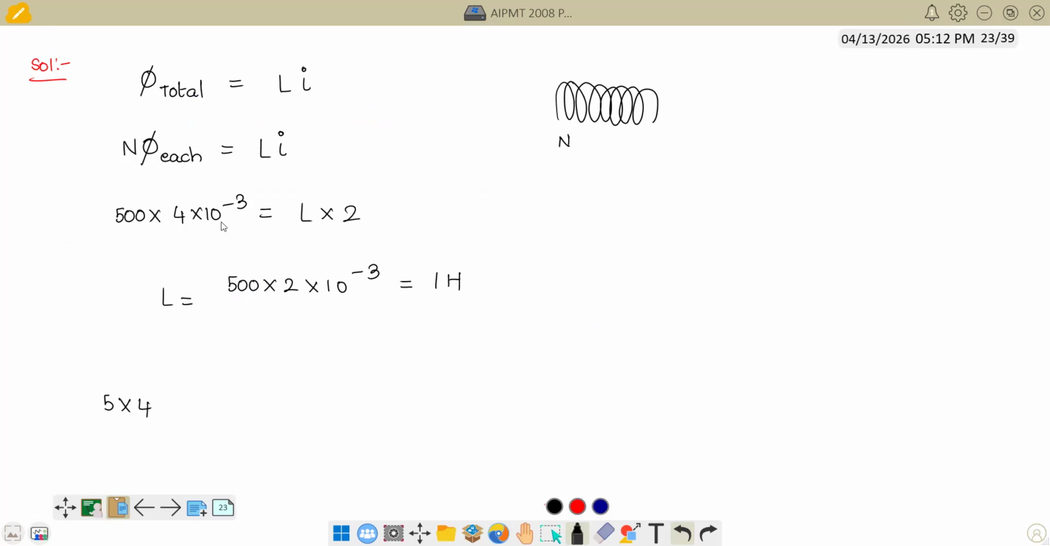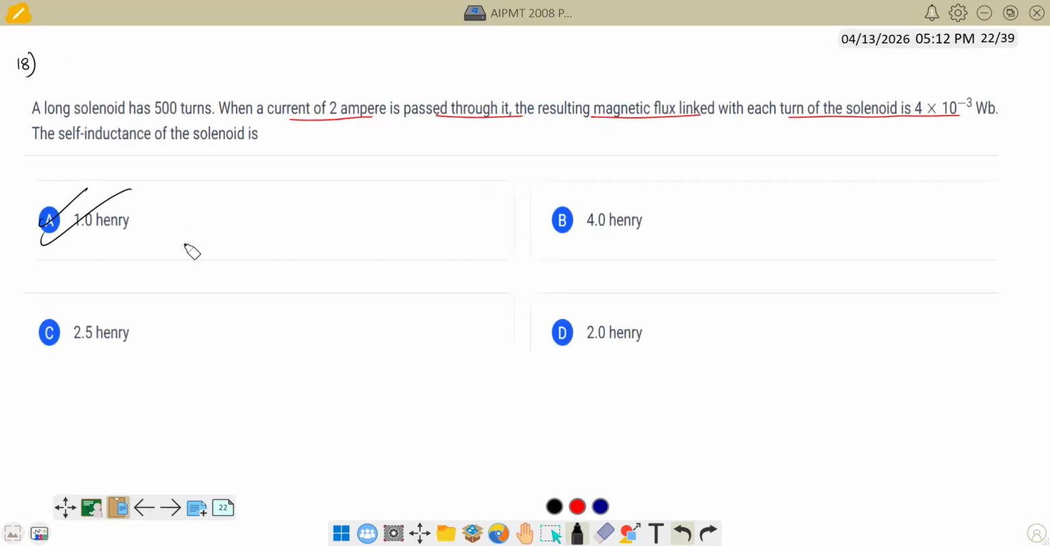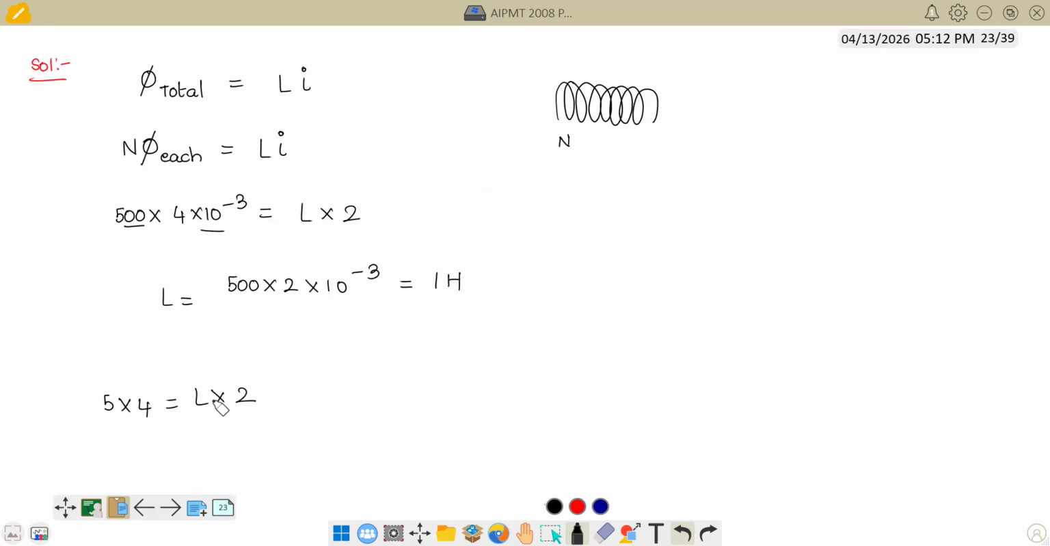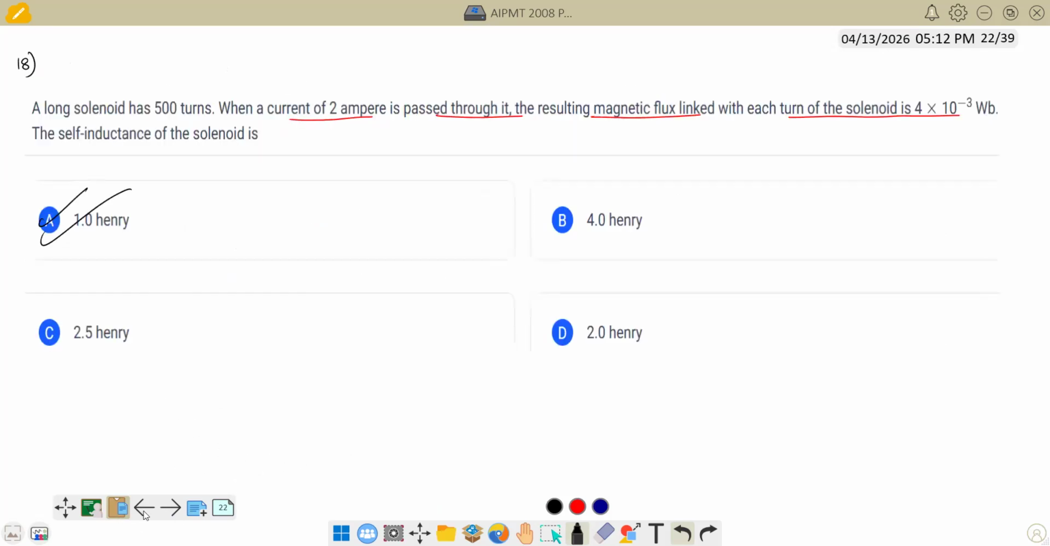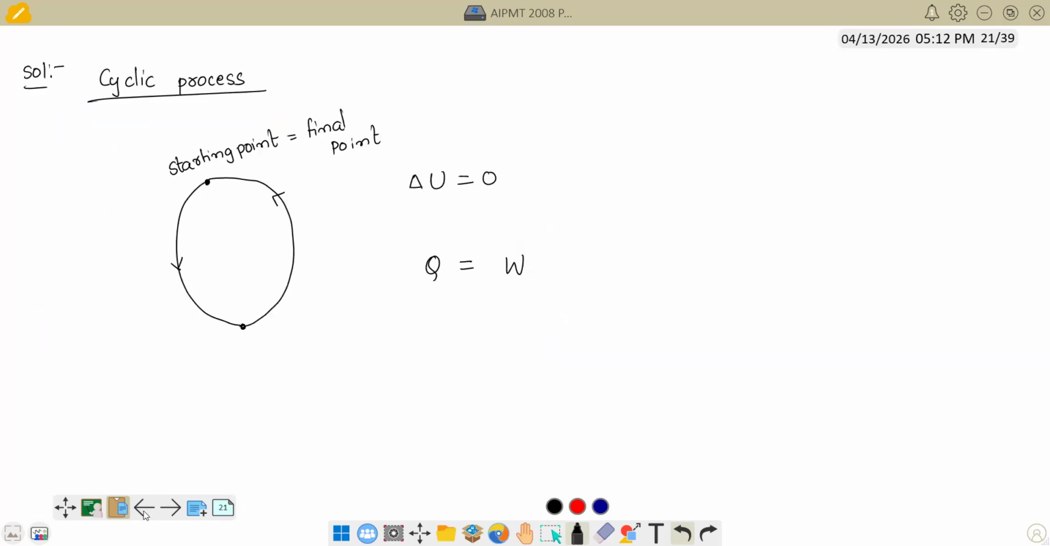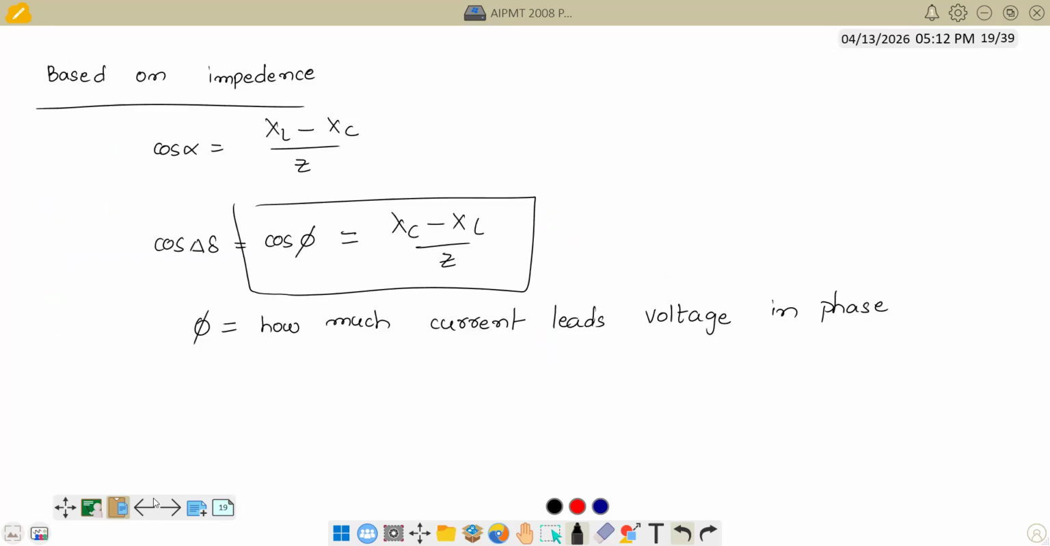Then what about 100 into 10 power minus 3? These are called 10 powers, which we can ignore. Why we can ignore is that when the options are unique, we can ignore all the 10 powers. So we will get L equals 20 by 2. You will get it as 10, which is nothing but 1, because you ignored all the 10 powers. That's how we solve these problems. So practice it. You can ignore 10 powers while solving the problems.